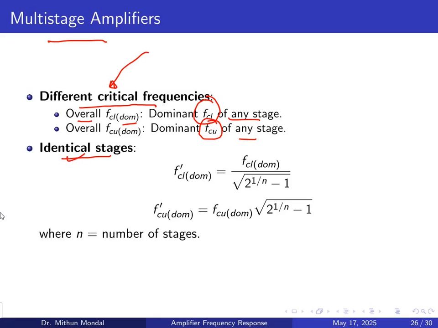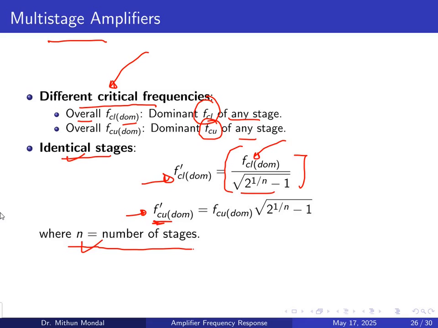If it is identical, that is, all the stages have the same value and there are n number of stages, then we can use a formula to find the dominating lower and upper critical frequency. So for any stage, we take the dominating critical frequency divided by the square root of 2 to the power 1/n minus 1, where n is the number of stages.